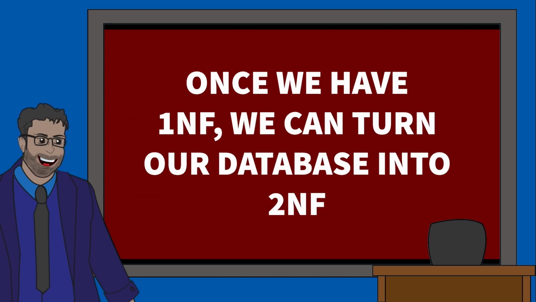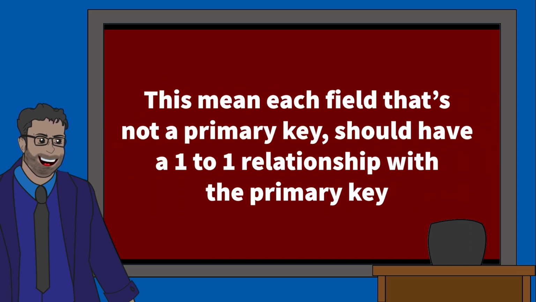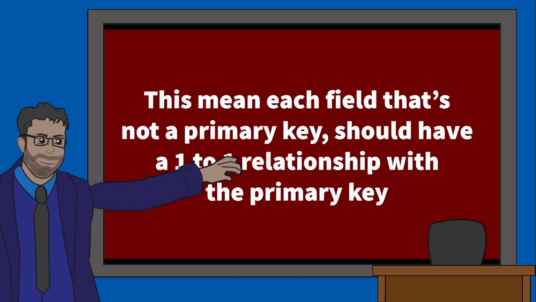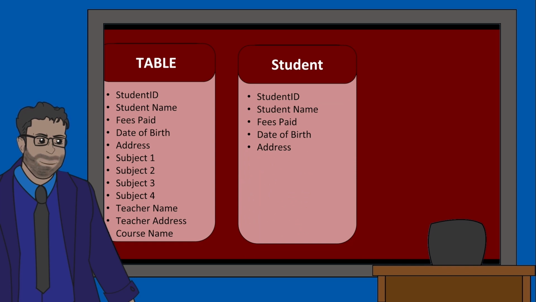Once we have 1NF, we can now move our table into second normal form by considering the following statement. Each non-key attribute must be functionally dependent on the primary key. By dependent, it means each non-key field can have a one-to-one relationship with the key field. In this example, our key field is a student, so fees paid, date of birth, and address are all dependent on the student, as only one student can have all of these items of data.